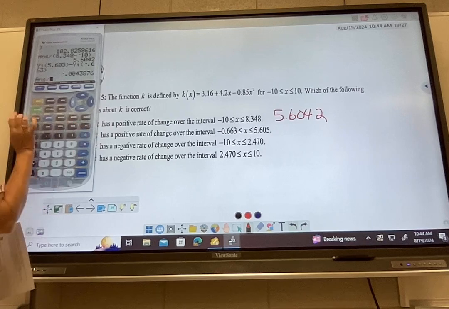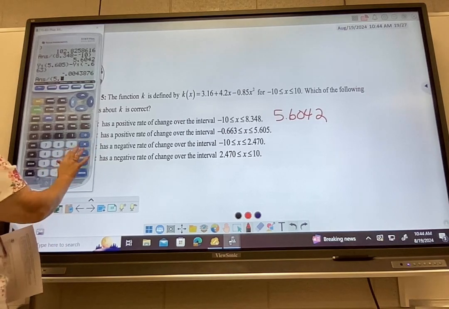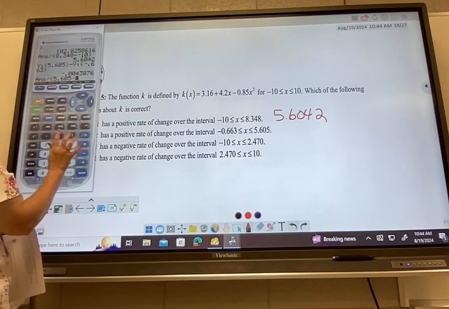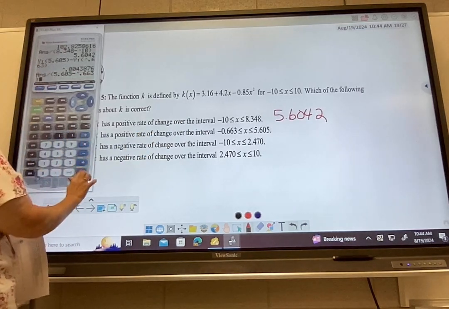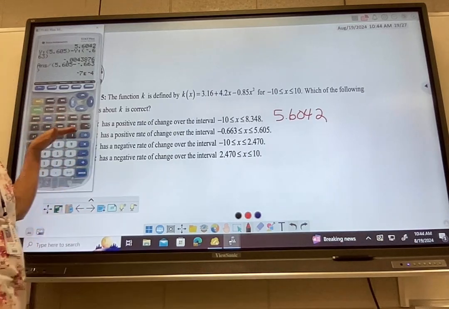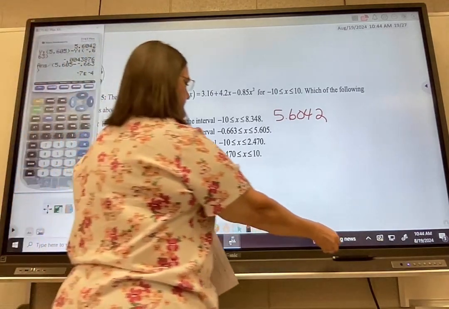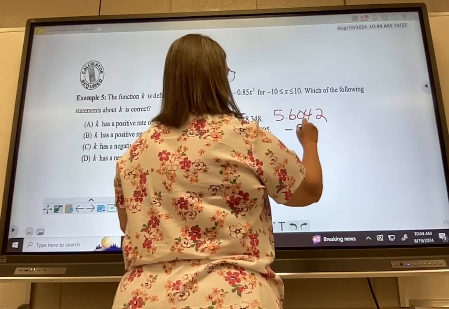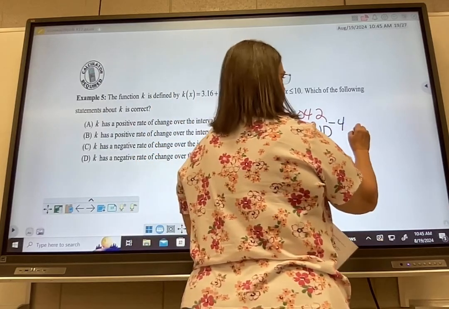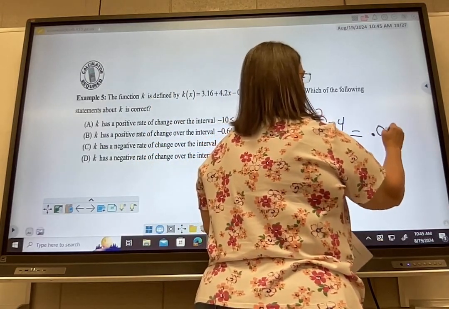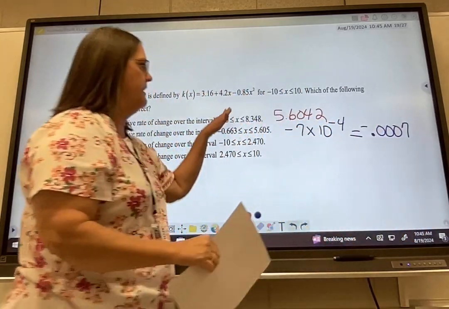All right, now we're going to divide that answer by 5.605 minus -0.663. And that average rate of change, okay, when you see this, this is in scientific notation. So what it is telling me is that is -7 times 10 to the -4th power, which is practically 0, but it's 0.0007, and it's negative.